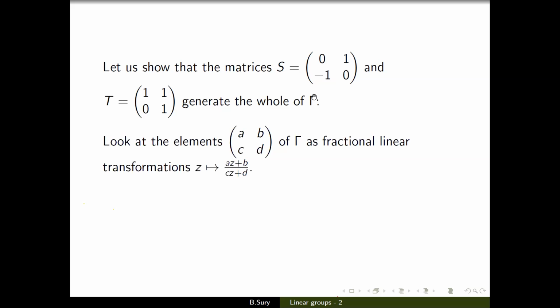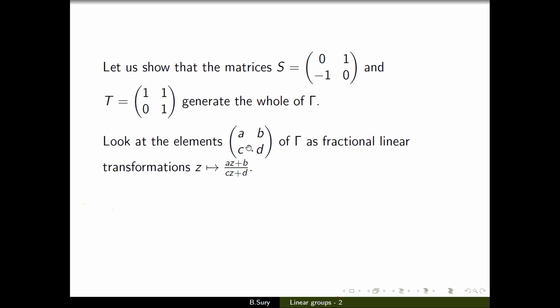So look at this PSL2Z, that is the quotient of SL2Z by plus or minus identity. And then we have shown actually that these two elements generate SL2Z, so generate the whole of PSL2Z, their images generate PSL2Z. So we always regard these matrices as elements of PSL2Z, understanding that we are identifying S with S mod plus or minus identity, which means S with minus S and T with minus T.